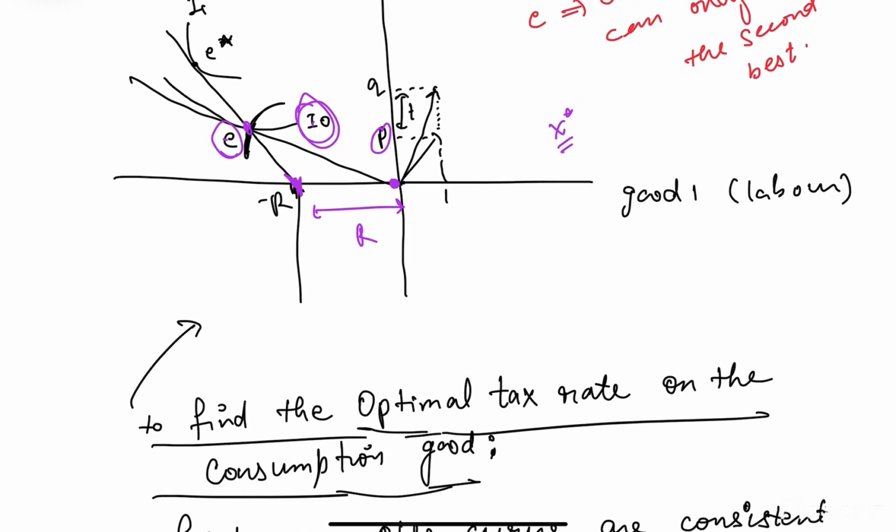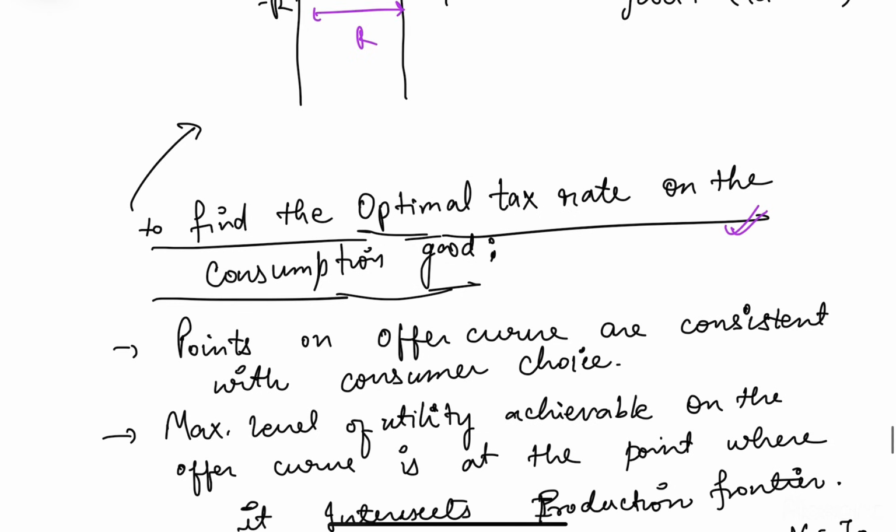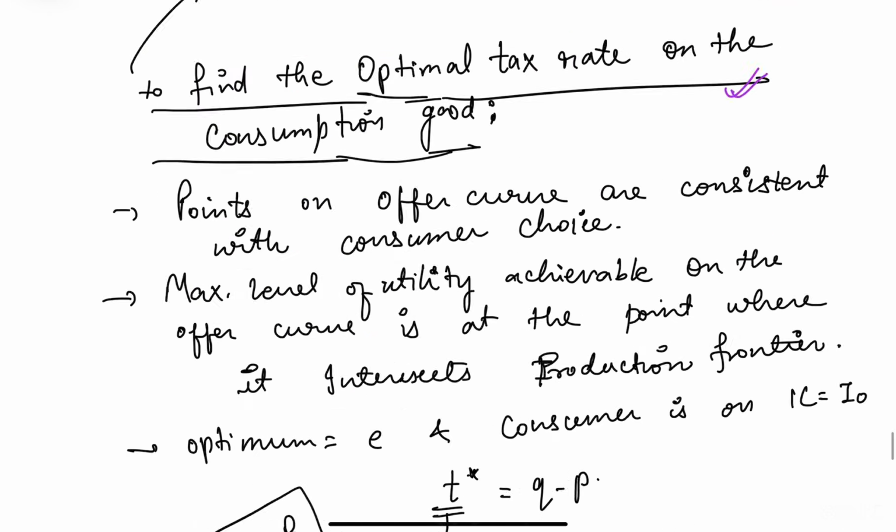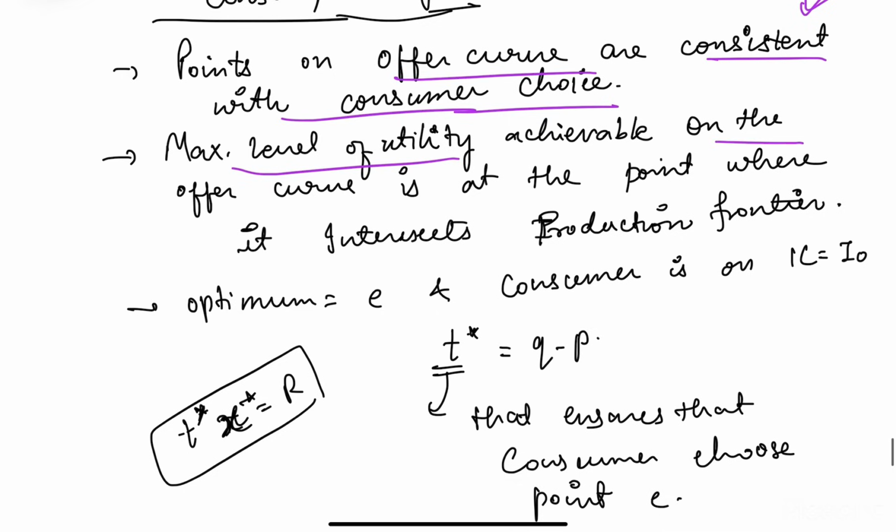This is the optimal point given. And about this star, I will talk about it later. So we want to find the optimal tax rate on the consumption good. This is the figure, if we need to know how we find the optimal tax rate. The points on the offer curve are consistent with consumption choice. So, as we said, all the points on the offer curve show consistency with the consumer's choices, basically telling us feasibility. So the maximum level of utility achievable on the offer curve is at the point where it intersects the production frontier.